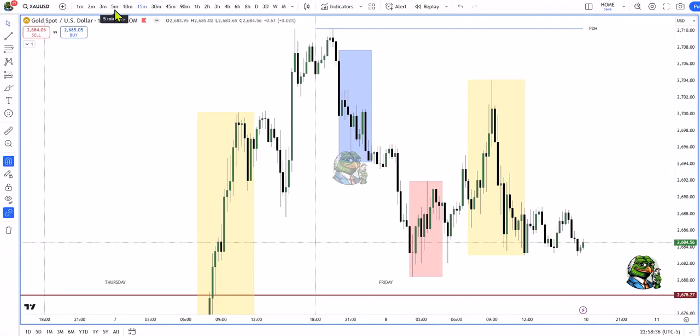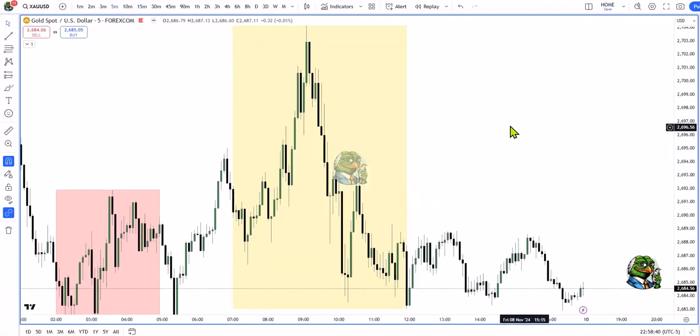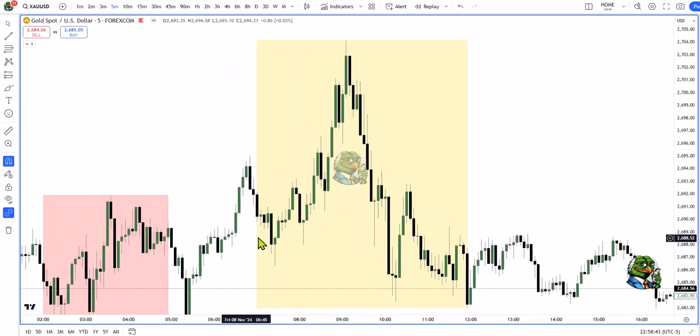Okay, so let's go back to that 5-minute chart, because now I want to talk about how we could have traded the sell side. Now students, as I said, traded the buy side, and students traded the sell side. Some students traded both buy side and sell side. That's what we learned about in VIP.